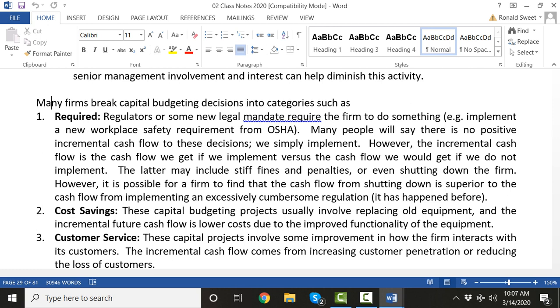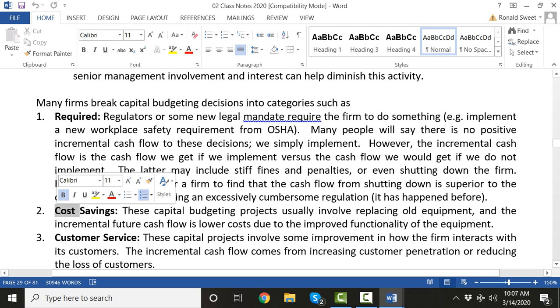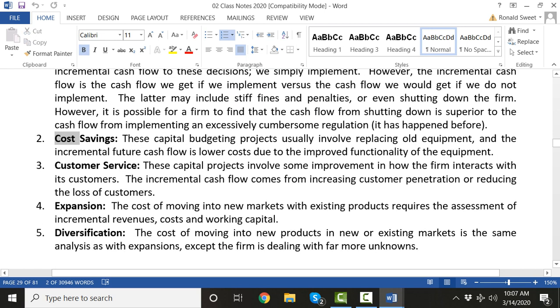For example, projects may be defined as required. That is, the law requires it, regulation requires it. They need to be done. There's no reason to spend a lot of time deciding whether to do the project or not. The question is how to do it most efficiently. Some projects are classified as cost savings. These are firms' most favorite projects.